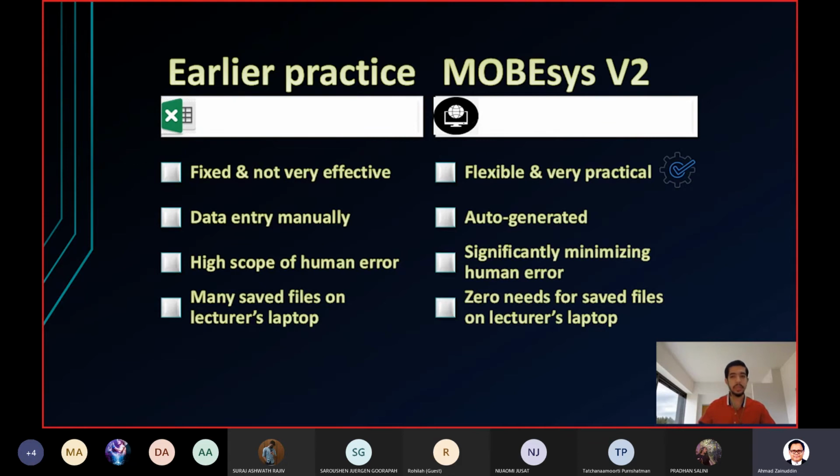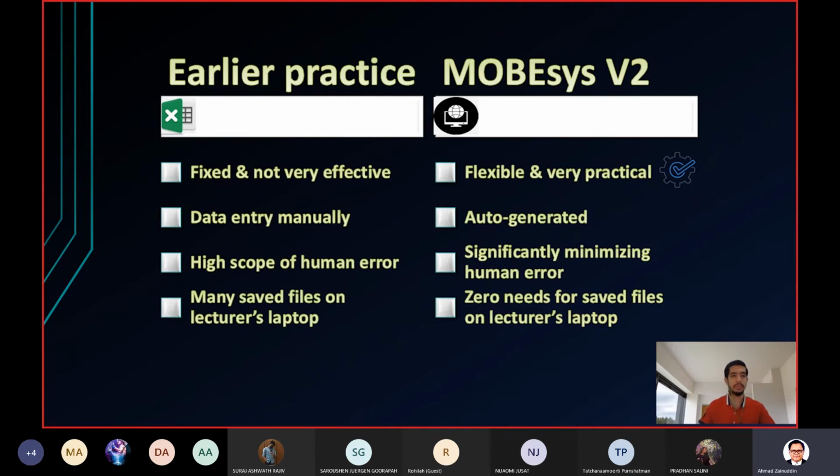I am saying flexible and practical because when we need to update the Excel files, we need to reshare and resend them again to all lecturers, because when we update an Excel file, it doesn't update in the lecturer's version, it just updates in the local file. Whereas in the system, when we update something, it will be unified for all the participants, and also it will be auto-generated. So the lecturer will be entering just the very minimum data required, and that will lead to minimizing the human error very noticeably and significantly. And also, by applying such a system, there will be no need for the lecturer to save any files on their laptop, because everything will be online.